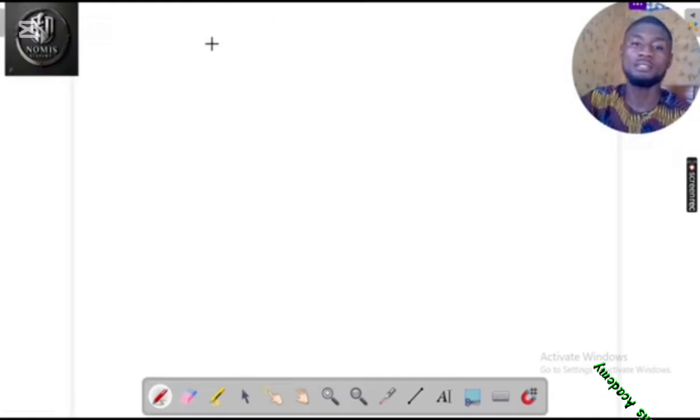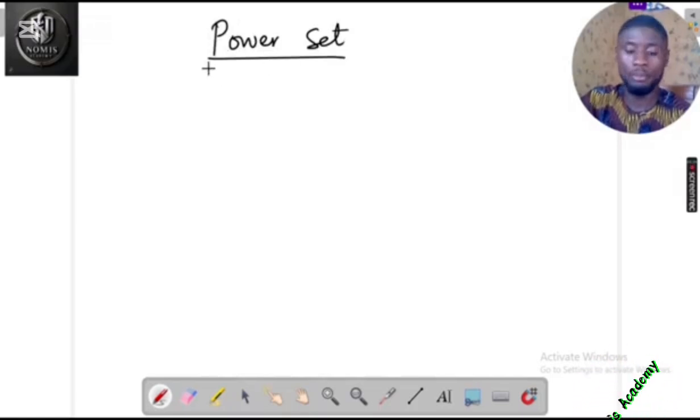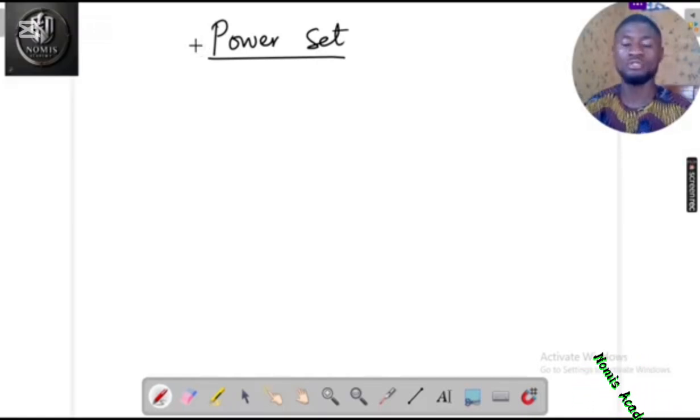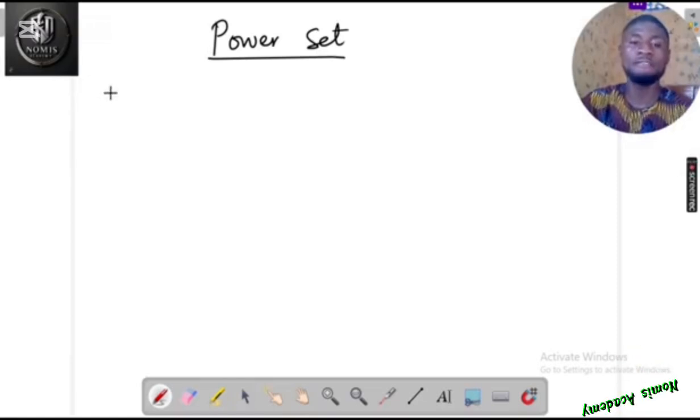Now let's take power set. What do we mean by power set? You see, the set of all the subsets of a set X is called the power set of the set X. Let me take that again in case you're writing. The set of all the subsets of set X is called the power set. And this is what I'm saying. If I have set A, and the elements of set A are 1, 2, 3.